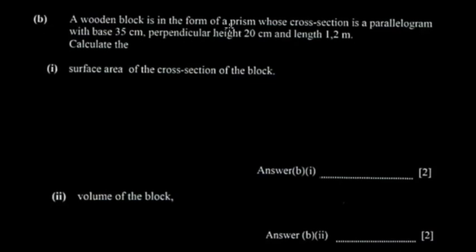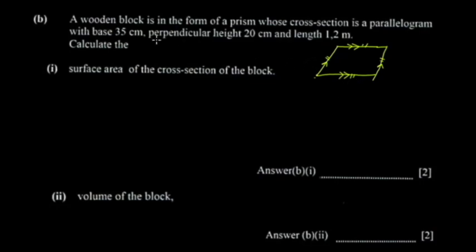A wooden block in the form of a prism whose cross-sectional area is a parallelogram with base this and perpendicular height this and length this. Calculate the surface area of the cross-section of the block. So we're told that the cross-section is what? Is a parallelogram. So parallelogram simply means a rectangle that's sort of like slanted. So it's a rectangle, but then it's pushed. So these sides would be equal, and these sides would be equal. And then they would also be parallel. Okay, so we call this a parallelogram just because the opposite sides are parallel.